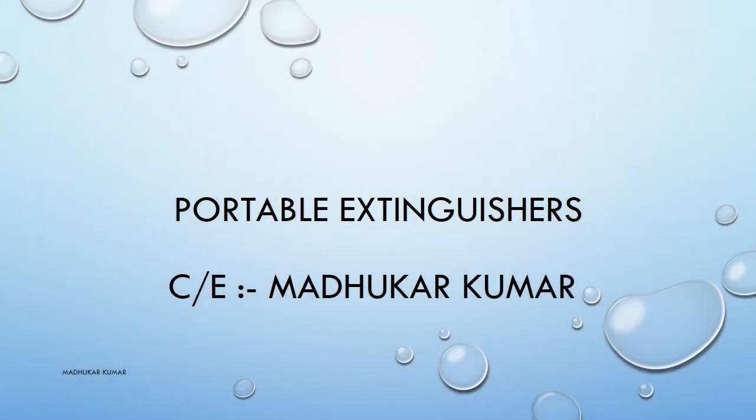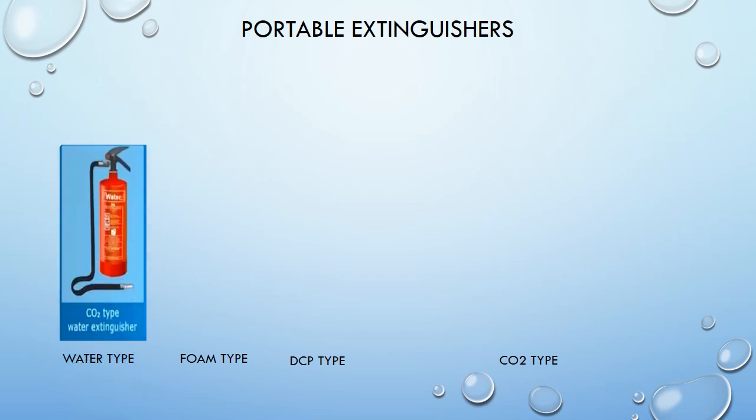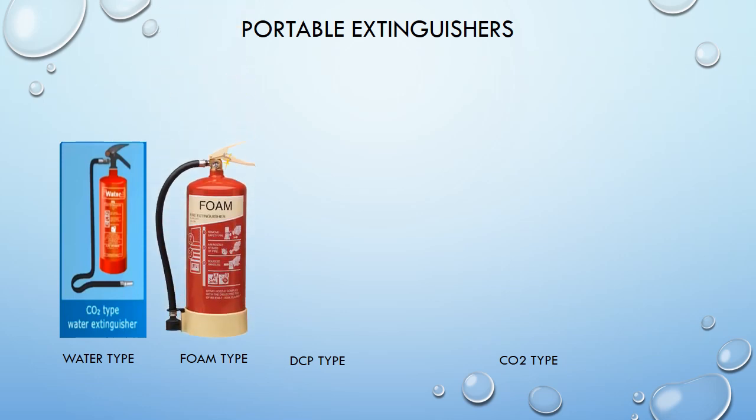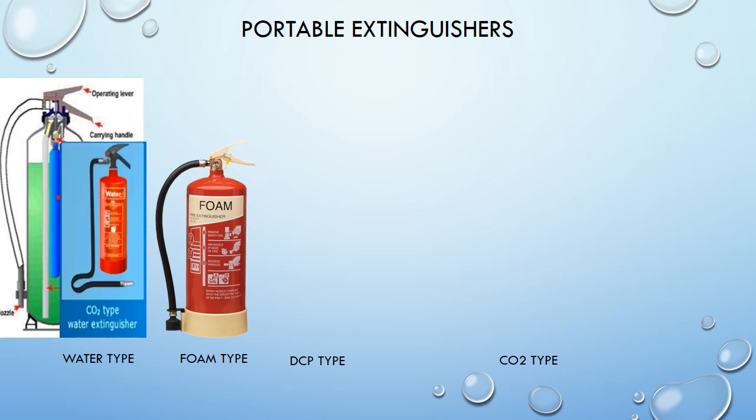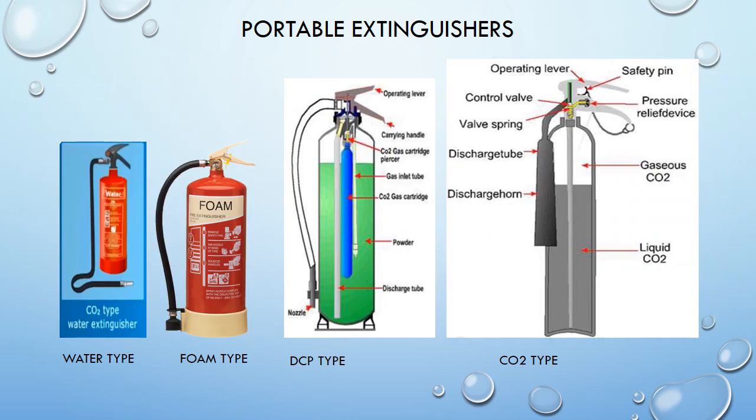Good day, friends. Here today we are going to discuss the portable extinguishers. Portable extinguishers are generally used for fighting small fires. There are four types basically. First is your water type portable extinguisher, foam type portable extinguisher, a DCP type portable extinguisher, and CO2 type portable extinguisher. These are the major classifications.